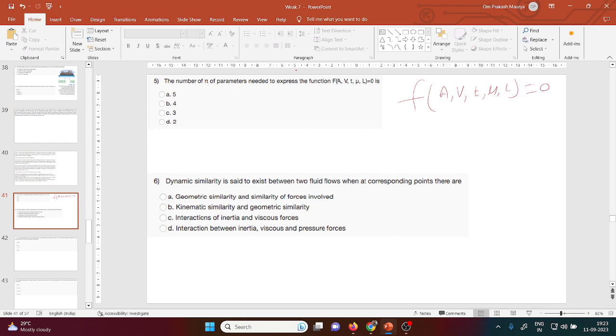How many? 1, 2, 3, 4, 5. N is equal to how much? 5. Now for J, you need the dimension, write the dimension of each. For A, it is L square. For V, it is L^1 T^-1, that is a small t minus 1. For T, it is T to the power 1.